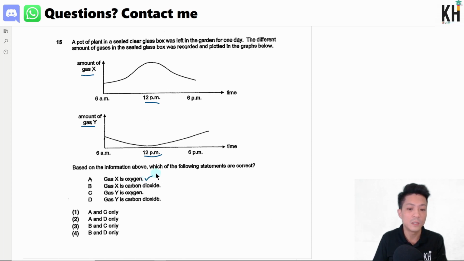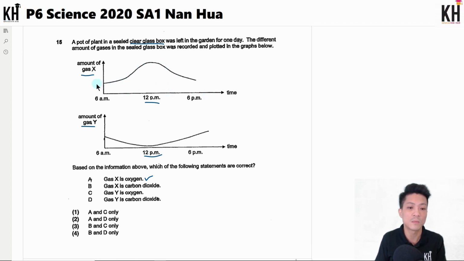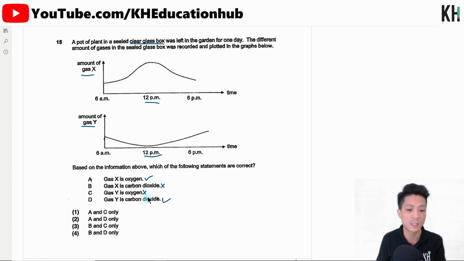Probably, because by now you should have realized that if the pot of plant is sealed in a clear glass box, then it is probably going through photosynthesis. When it's going through photosynthesis, the amount of oxygen will increase and the amount of carbon dioxide will decrease because it's taking in carbon dioxide. So B is wrong, gas X is not carbon dioxide. C, gas Y is oxygen, is wrong, gas Y is probably carbon dioxide. So it should be A and D, number 2.